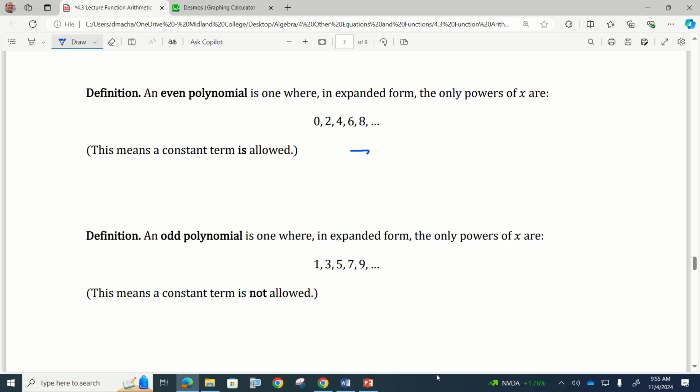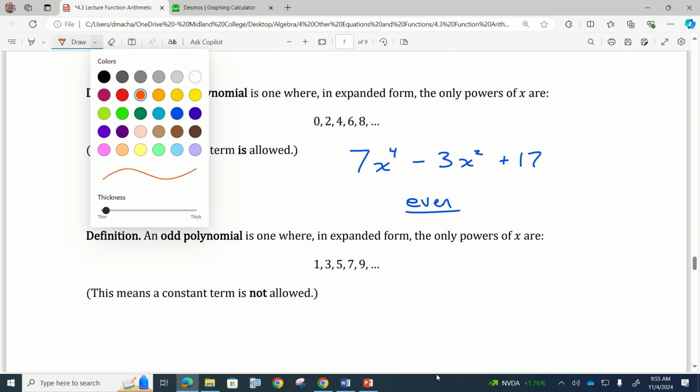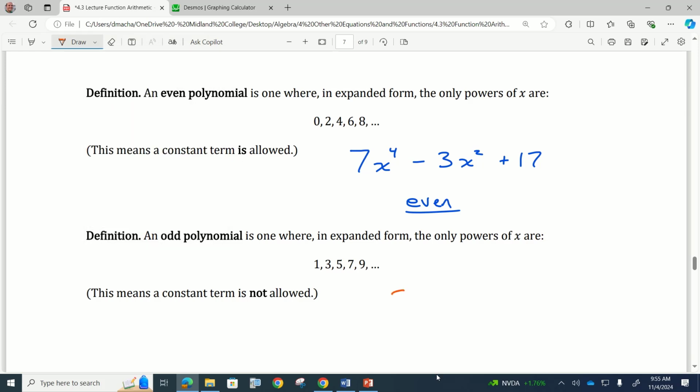Here's an example of an even polynomial. It doesn't matter what your coefficients are, but the powers of x are even numbers, and I'm also allowed to have a constant term, like plus 17 if I want to. This would be even. This is an example of an odd polynomial.